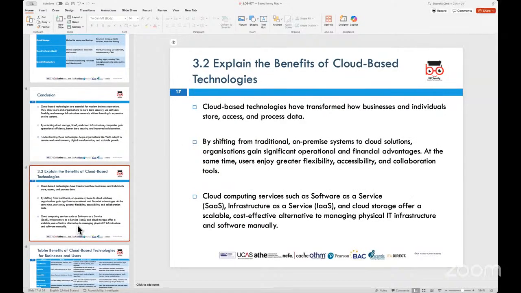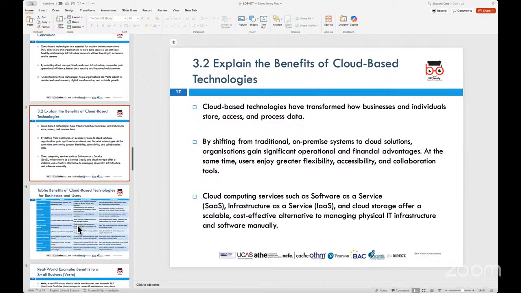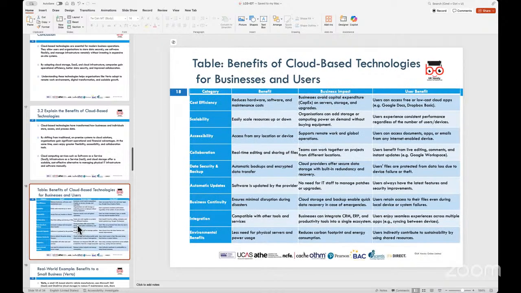Now, some of the benefits we have discussed briefly, but what could be the benefits, if we go into detail, of cloud-based technologies for both businesses and users? There are these benefits that we've discussed: scalability, accessibility, which means 24/7 access from anywhere in the world. And one of the benefits could be automatic updates.